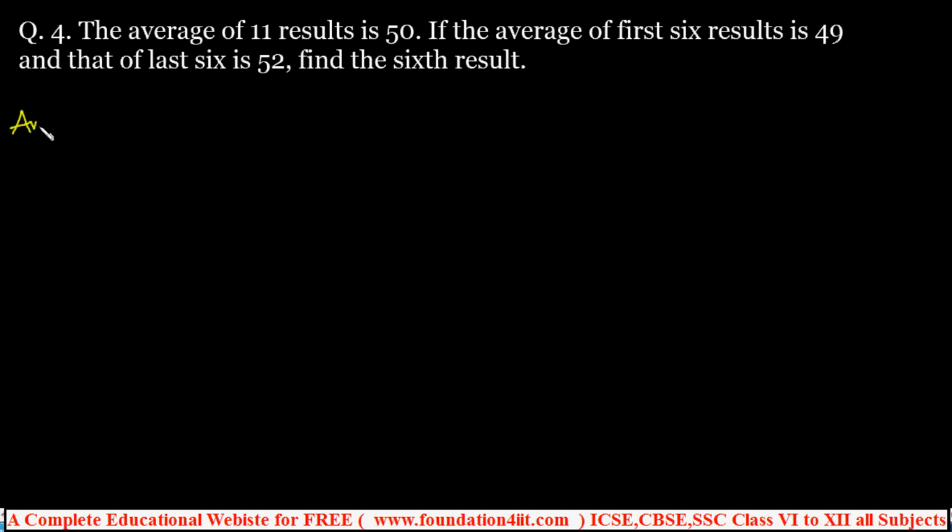When you observe question number 4, the average of 11 results is 50. If the average of the first 6 results is 49 and the last 6 is 52, find the 6th result. To understand this clearly, let me take a set. For example, there are a total of 11 numbers: 1, 2, and so on till 11. Somewhere is the number 6 also. 5, 6, 7, and so on. So this is the list.